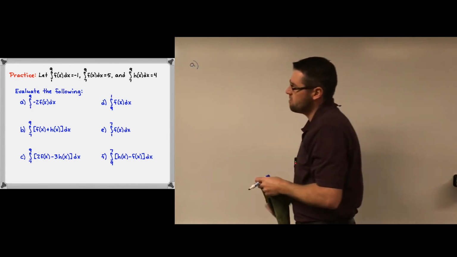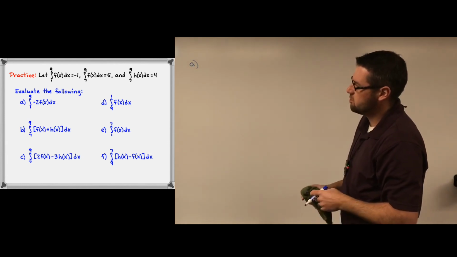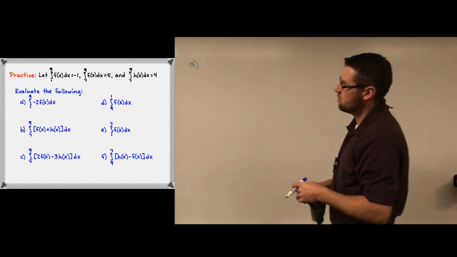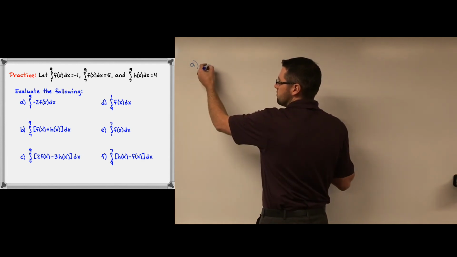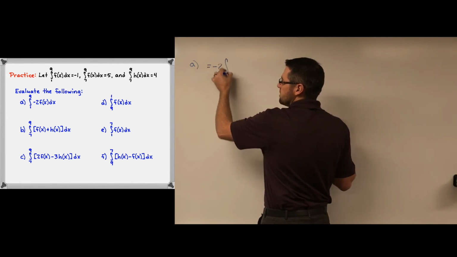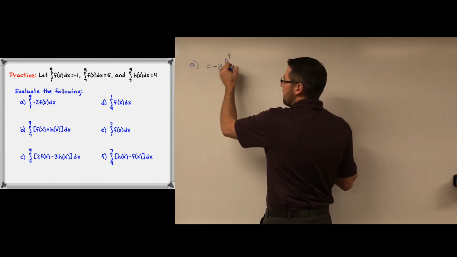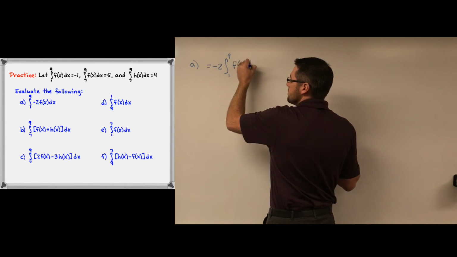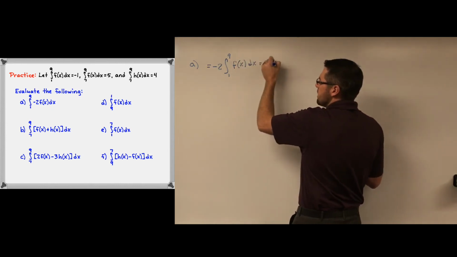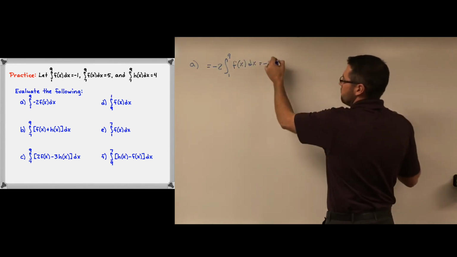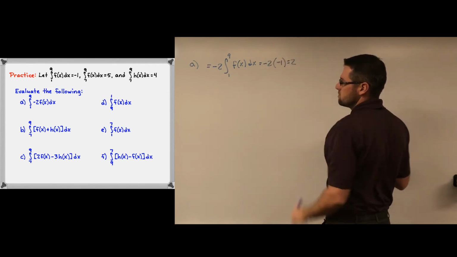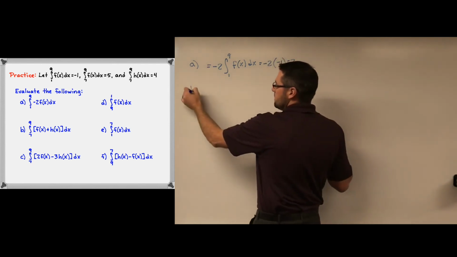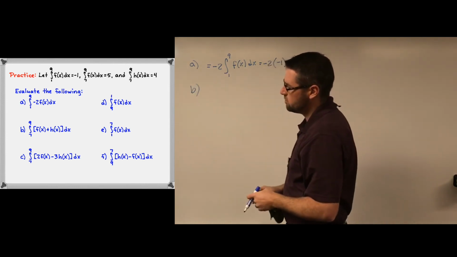You're looking for the integral from -1 to 9 of -2 f of x dx. So what rule are we going to apply there? The constant, right? So that's going to be equal to -2 times the integral from 1 to 9 of f of x dx, which is equal to -2 times -1. Is that right? So 2. Okay. B. What rule am I going to use there?